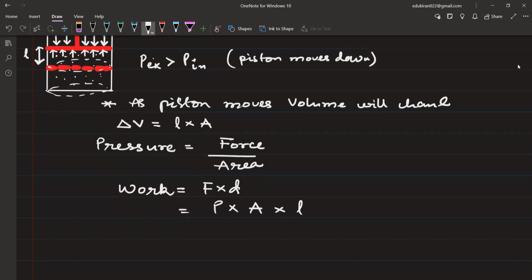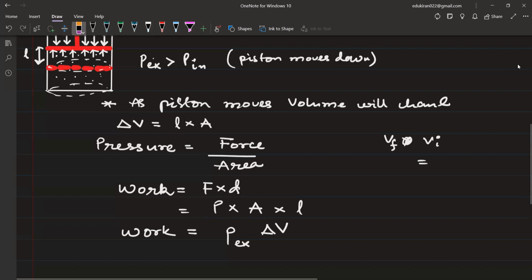Now, I can write work will be equal to pressure into A into L, which is delta V, into the pressure. और pressure कहाँ पे? External pressure. ठीक है? Delta V. अच्छा, एक बात बताइए. V final बड़ा होगा या V initial बड़ा होगा? Tell me, guys. Which will be greater? Initial. V initial आपका बड़ा होगा, right? V final नहीं होगा, V initial बड़ा होगा.